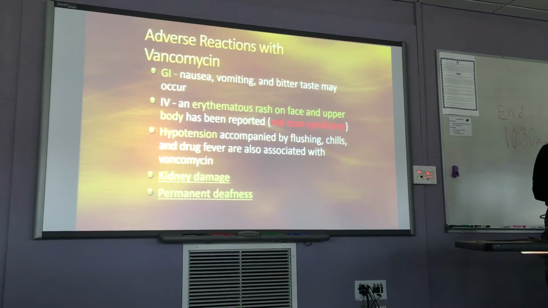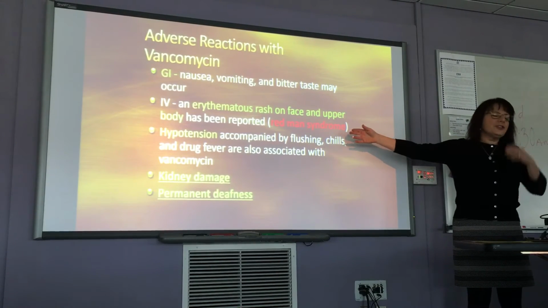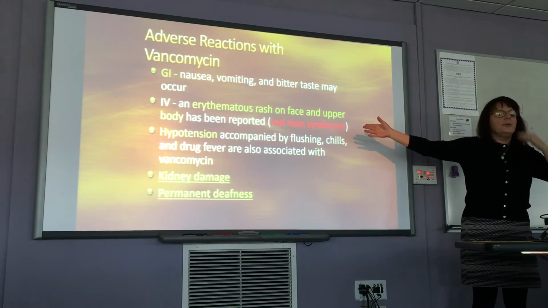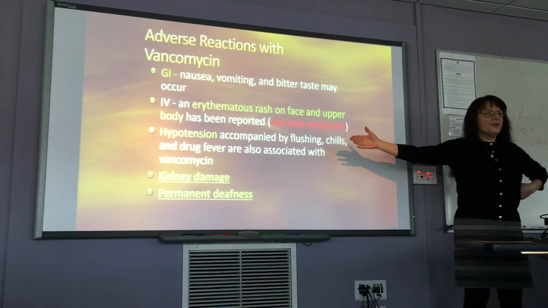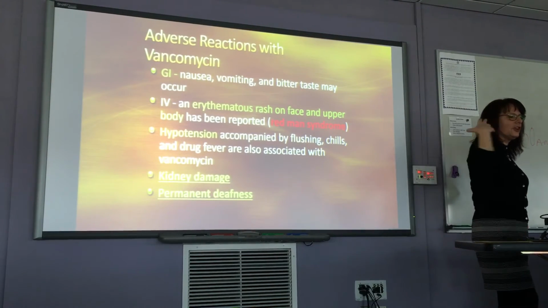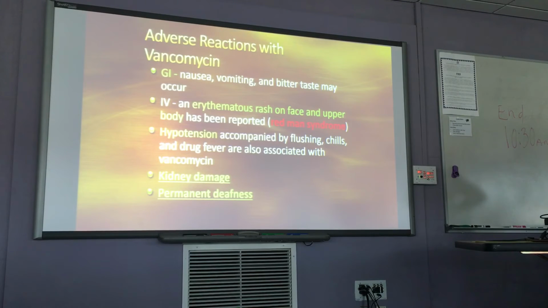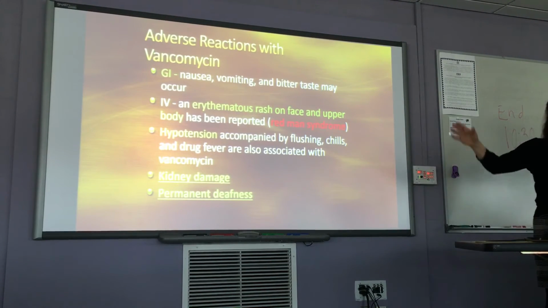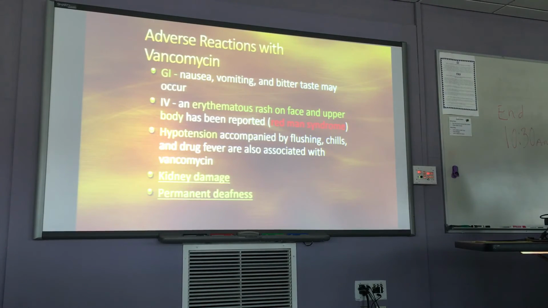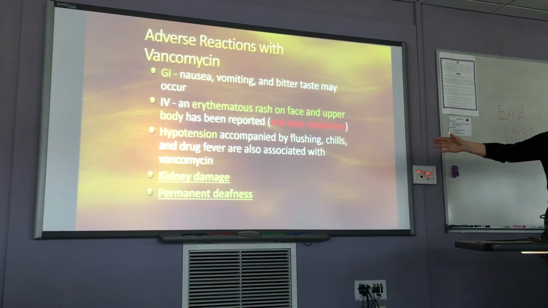Adverse reactions that can happen: GI, nausea, and vomiting. This one is very particular to it. Actually, the reason I include this is I had a student tell me a couple of years ago that it was on the boards: which drug causes red man syndrome, which is this generalized rash that makes you look red? And it was vancomycin. So just so you know. Hypotension, a sudden drop in blood pressure, can happen. Kidney damage, major with this, so you only use it again as a last resort. And it has been known to cause permanent deafness. I don't know why, it's not known why, but again, this is the big guns, when nothing else has worked.